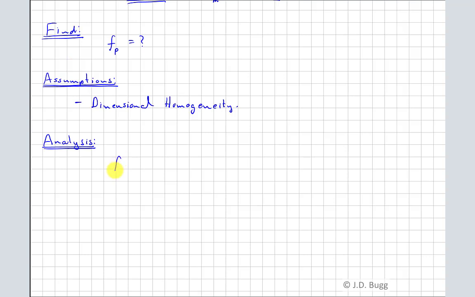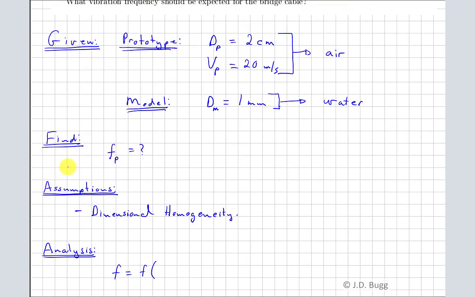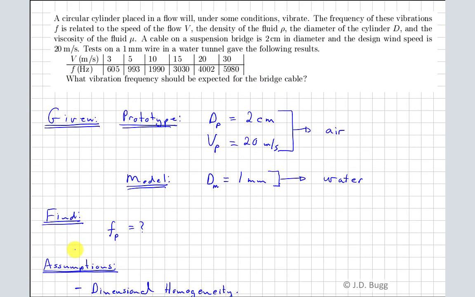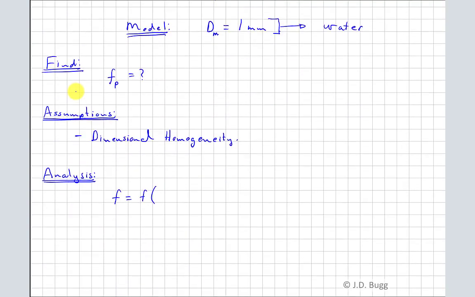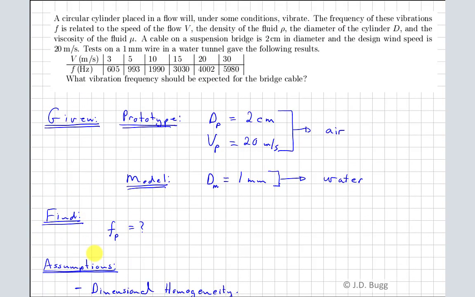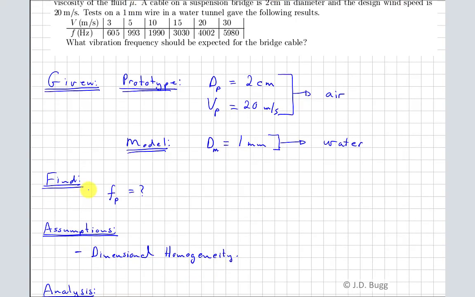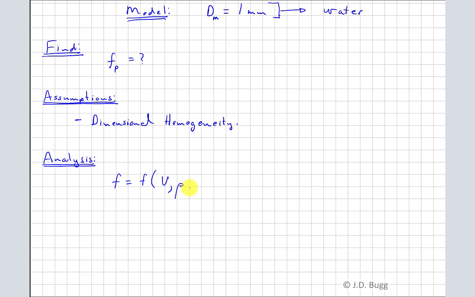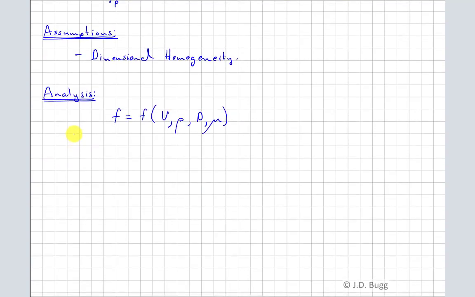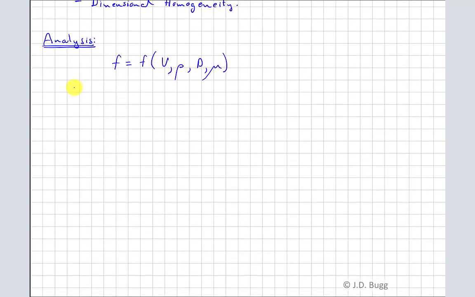So we begin by saying that the frequency is a function of the velocity of the fluid, so V. It's going to be a function of density, diameter, and viscosity as well. So density, the wire diameter, and the fluid viscosity. So that's what we're told. So that's the starting point of the Buckingham-Pi theorem.